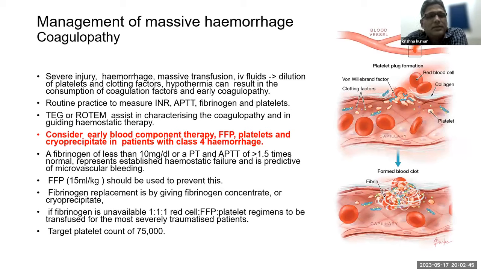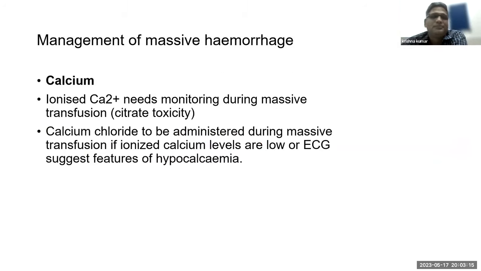Controlling the massive hemorrhage, again, as already mentioned, we need to consider use of FFPs, platelets, and cryoprecipitate. If fibrinogen is not available, one can consider a 1:1 ratio of red cells, FFP, and platelets. A target platelet count of 75,000 is required, and routinely monitor the INR. It is important to monitor the INR, APTT, fibrinogen, and platelets. But if you have an advanced facility like ROTEM or TEG, it specifically guides you in management of this coagulopathy.